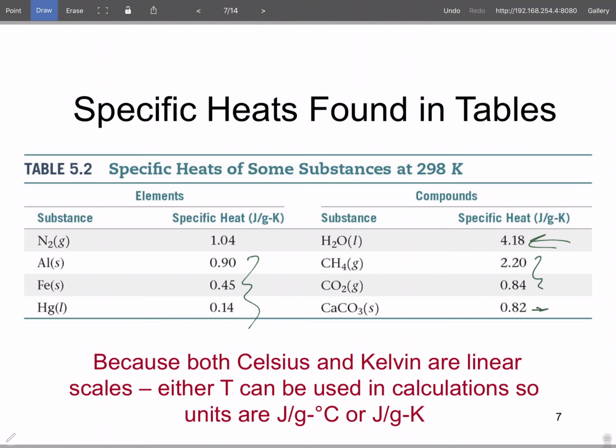Now, here's the trick, and you're going to see this at least twice. When we do the next step, we're going to talk about the temperature change. Now, we can either use Celsius or we can use Fahrenheit. No, can't use Fahrenheit. Fahrenheit's bad. Celsius or Kelvin, because they're both linear scales. So when you subtract the initial and the final, it's the same value. I'll walk you through one in just a second.